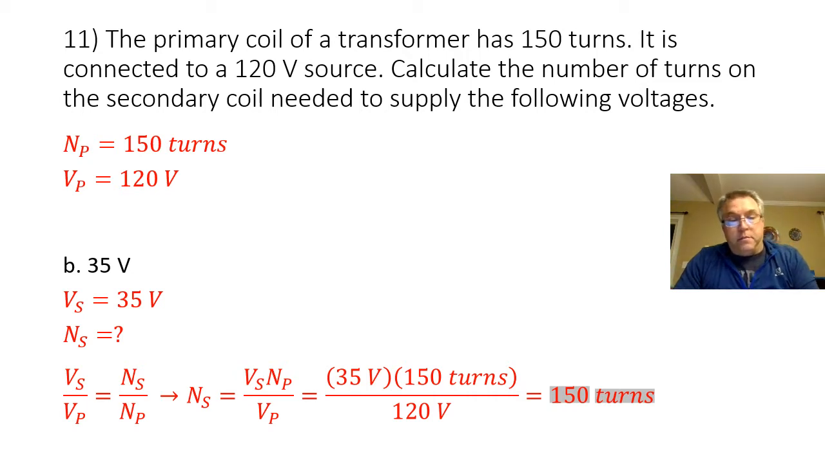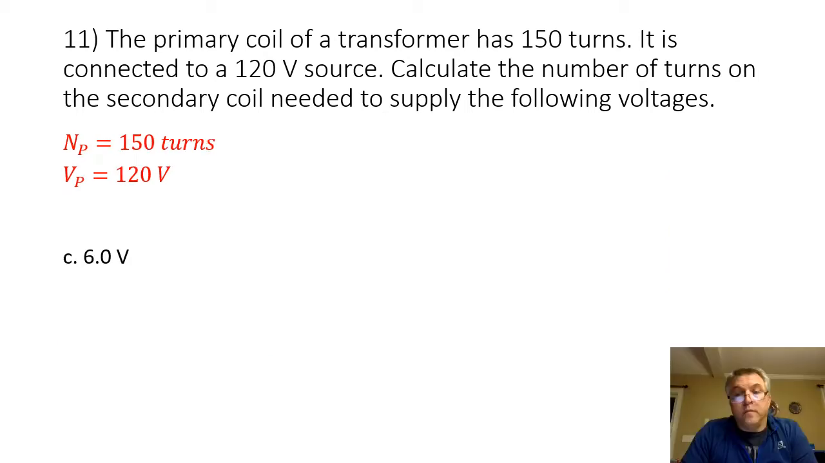Solving this by cross multiplying once again. We'll get the same formula that we got before. NS equals VS times NP divided by VP. This time, plugging our known values into this equation is going to give us the number of turns on the secondary coil of 150 turns.